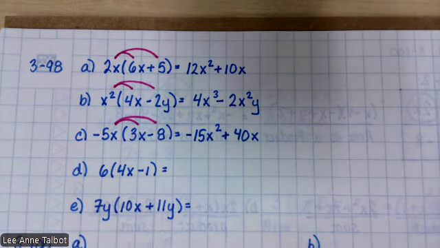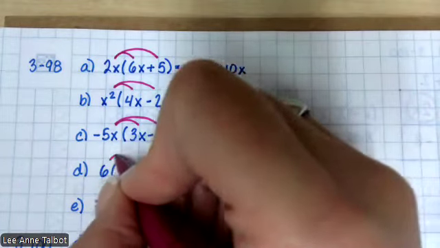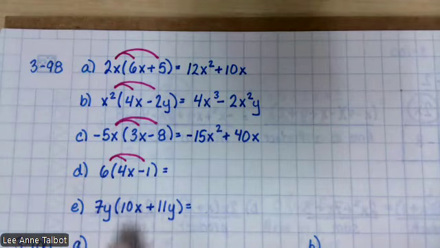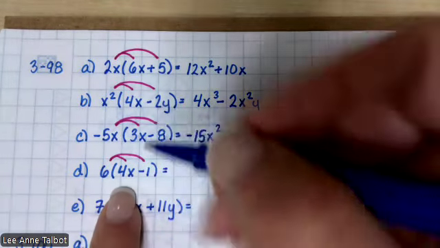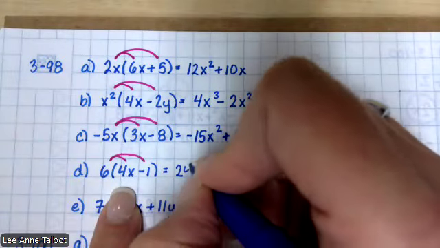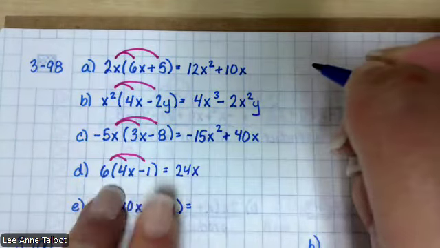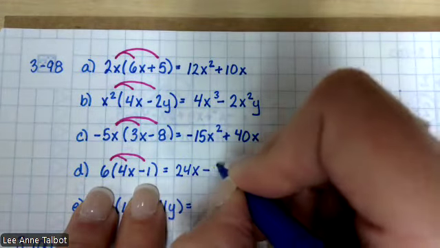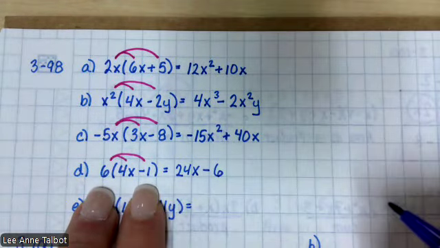Letter D is so easy. I don't know why it's D, but whatever. I'm not complaining. 6 times 4x, 24x. 6 times negative 1, negative 6.